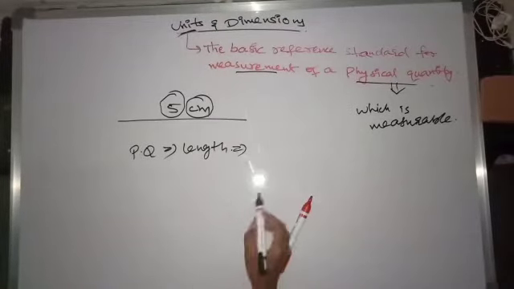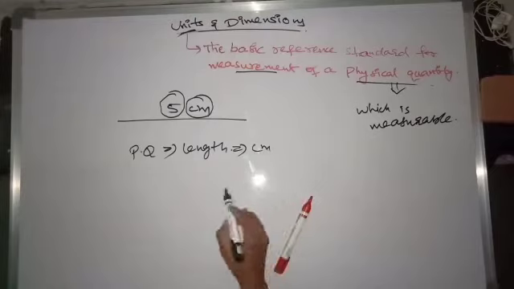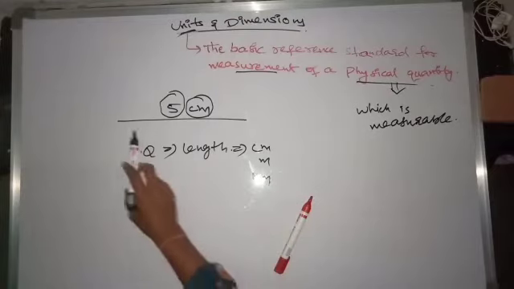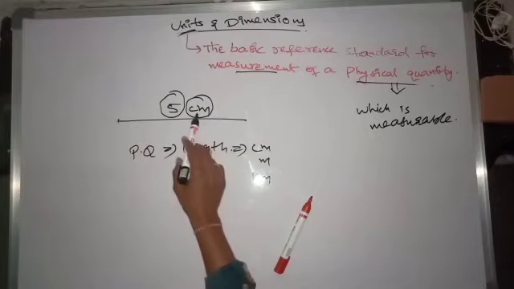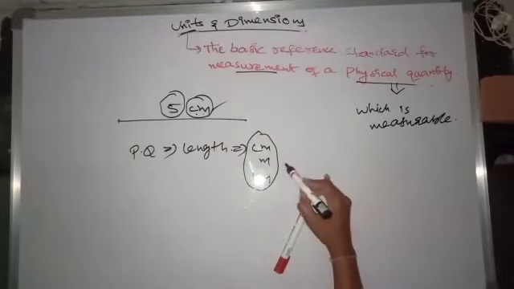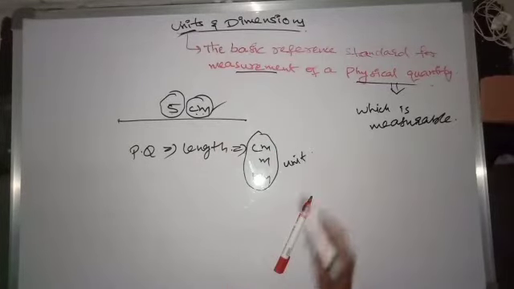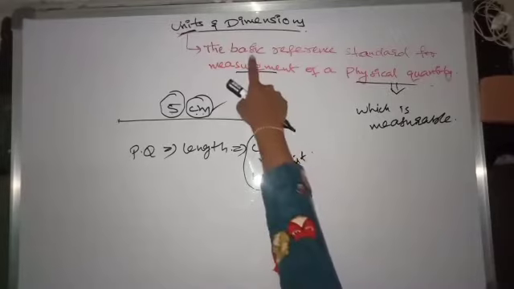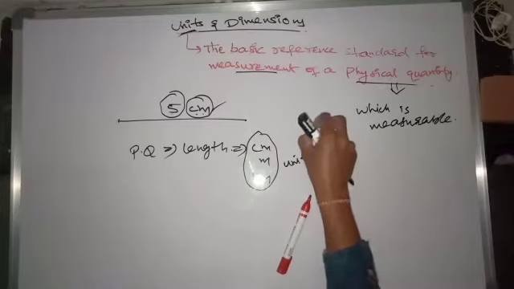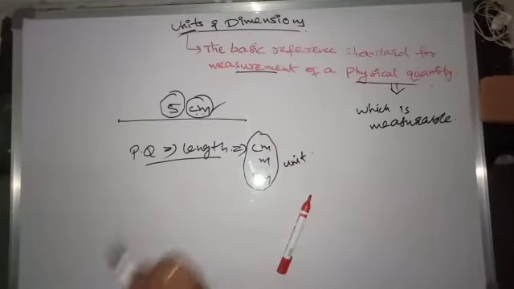For measuring length, the units are centimeter, meter and kilometer. The length of this line is 5 centimeter, and the centimeter, meter or kilometer is known as unit. It is the reference standard. Unit is a reference standard which is used for measuring a physical quantity. I hope you understood.